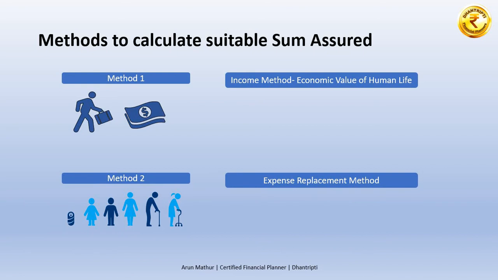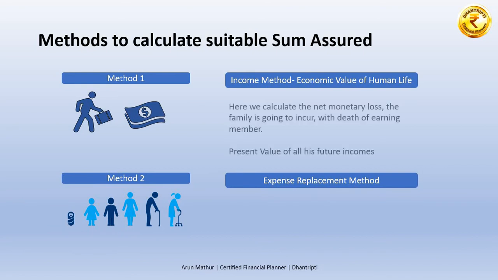So what exactly do we do in this calculation? In method one, we calculate the net monetary loss the family is going to incur if the bread earner dies. So if a bread earner dies, we calculate the monetary loss to the family, which is over the years he would have earned, and then we calculate the present value of all his future incomes. That gives us the value of how much a person should be insured for.